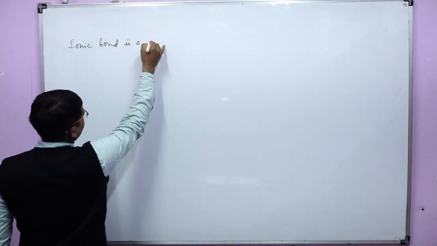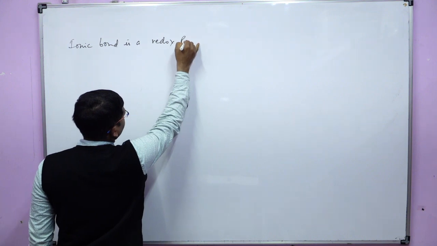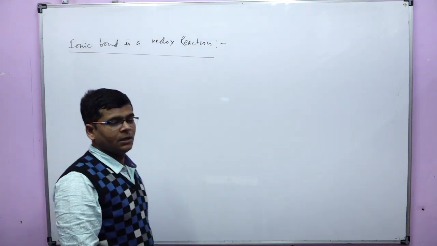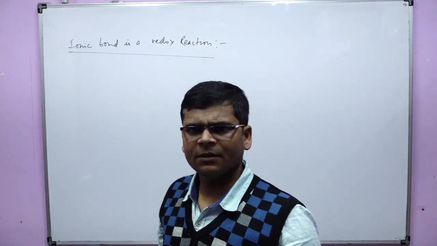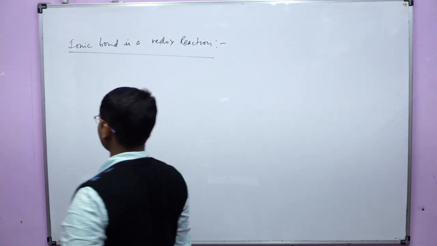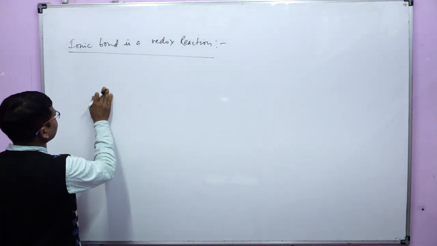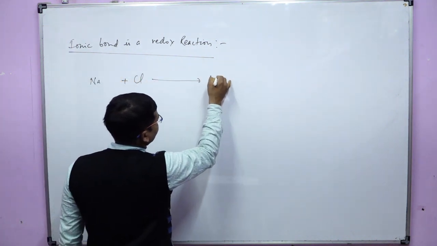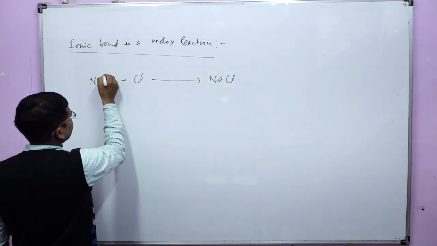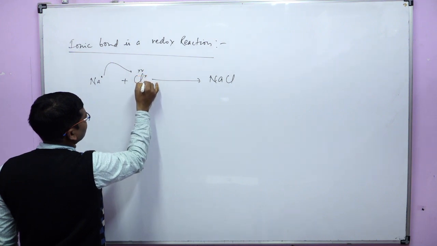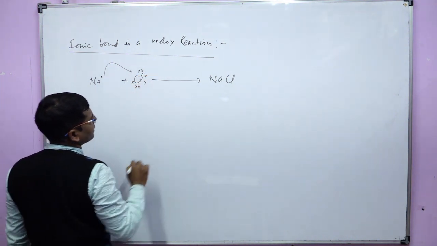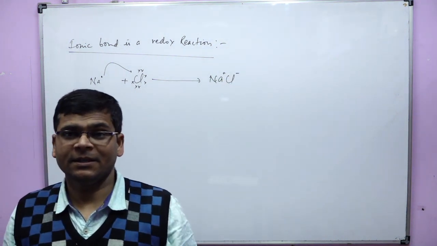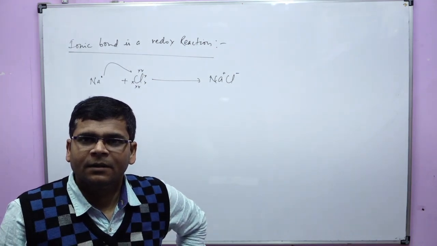Ionic bond is a redox reaction. Why do we call ionic bond formation a redox reaction? Let us take an example. You have just understood that sodium plus chlorine gives NaCl. Sodium transfers one of its valence electrons to chlorine, so sodium develops a plus charge and chlorine develops a negative charge. But is it a redox reaction?